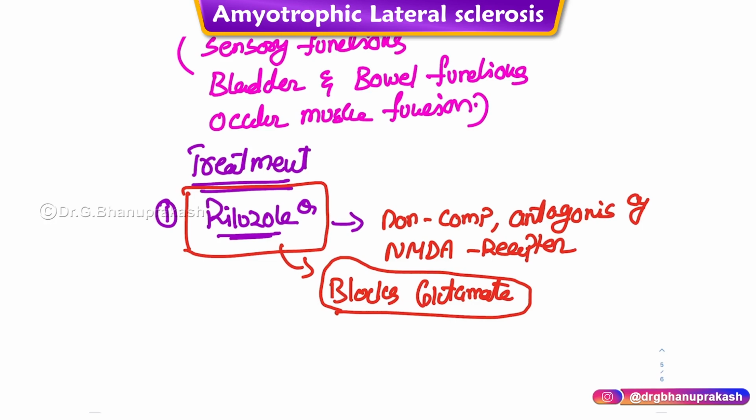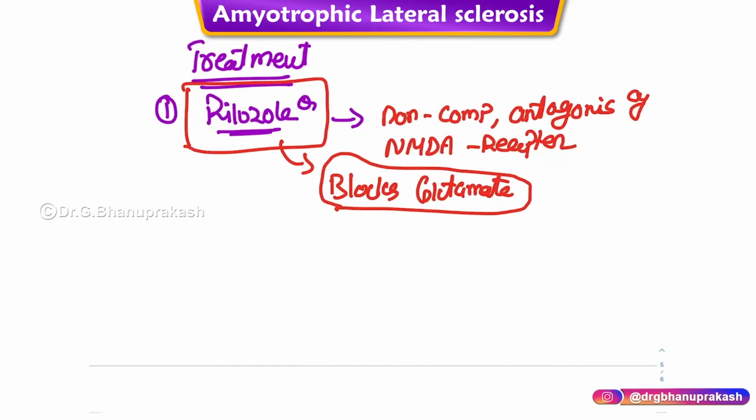Remember that it cannot arrest the underlying pathological process. The pathological process will continue, but what this drug will do is only prolong the survival and the time to tracheostomy or mechanical ventilation, or indirectly prolong life. It has some common side effects like dizziness, nausea, weight loss, and also elevated liver enzymes as well as skeletal weakness. So this is what we need to know about treatment.